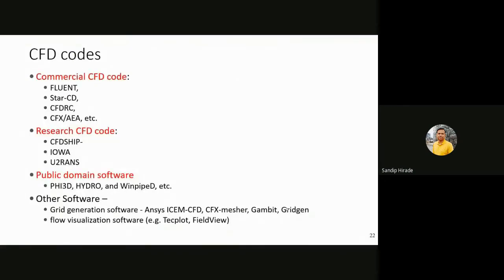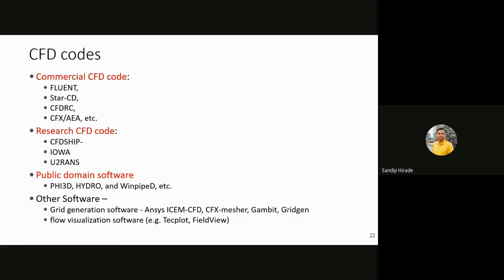This we will see later. There are different CFD codes in the industry: Fluent, Star CD, CFD RC, CFX. These are the commercial CFD codes, and then there are research CFD codes, and then you can also have free CFD codes which you can download from the internet and do a small calculation by yourself.